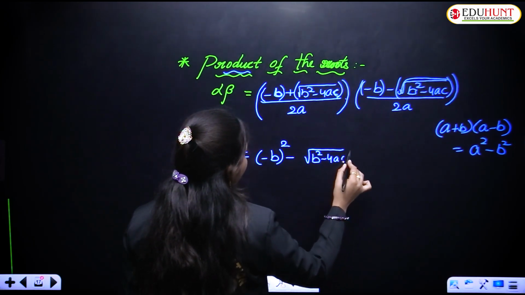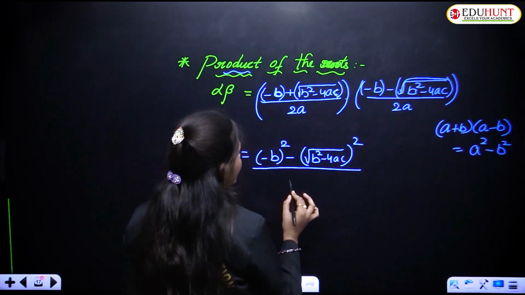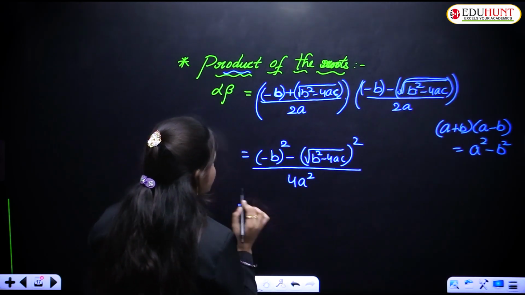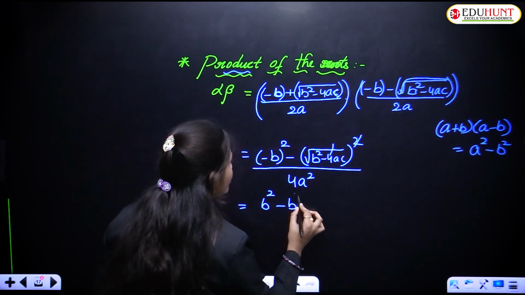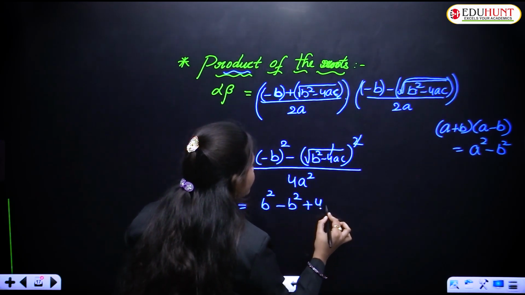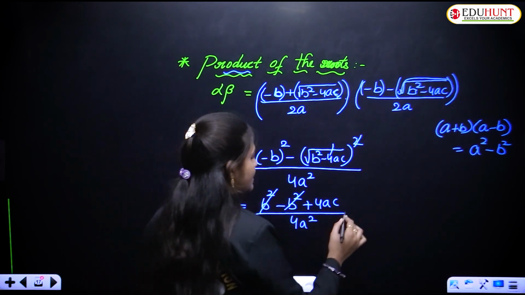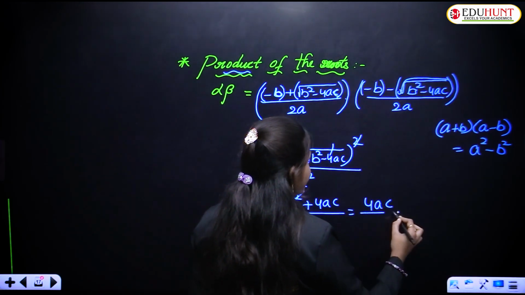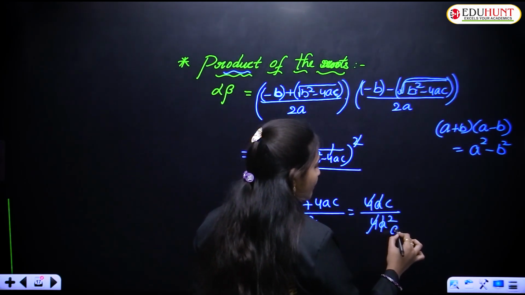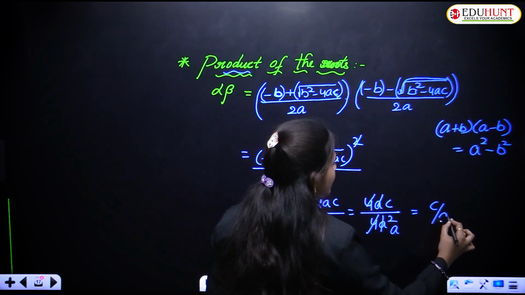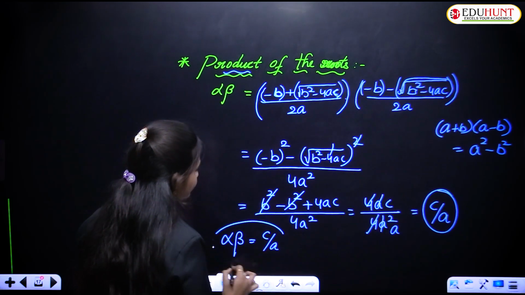So b square minus 4ac whole square, that is b square, and 2a into 2a is equal to 4a square. Which is equal to, this is b square minus, the square and root get cancelled. So b square minus into minus is plus 4ac whole by 4a square, plus b square minus b square gets cancelled. So which is equal to 4ac by 4a square. So 4 and 4 get cancelled, a and a get cancelled. So here 1 times c, which is equal to c by a. Okay. So the product of the roots is equal to c by a.